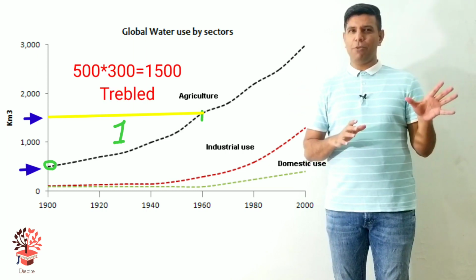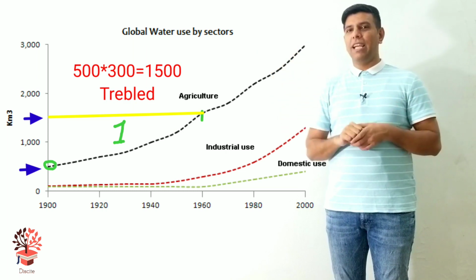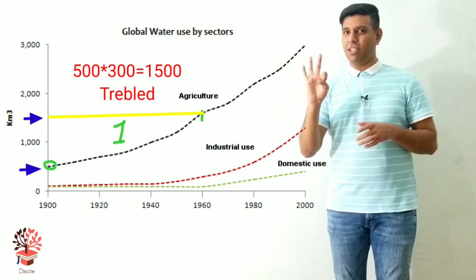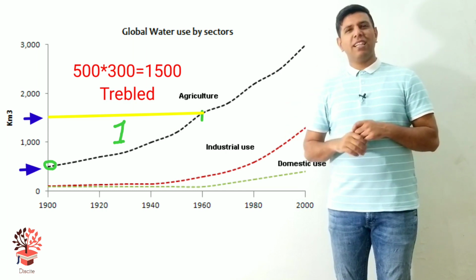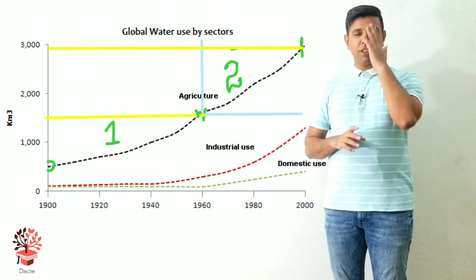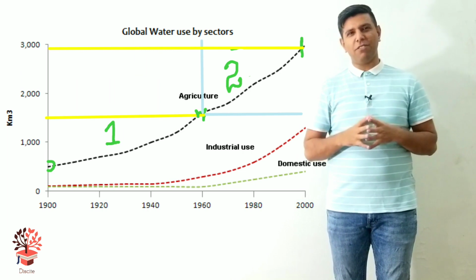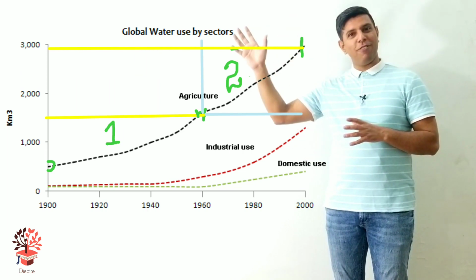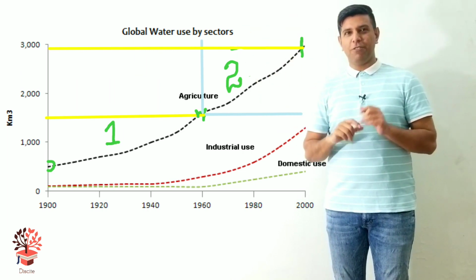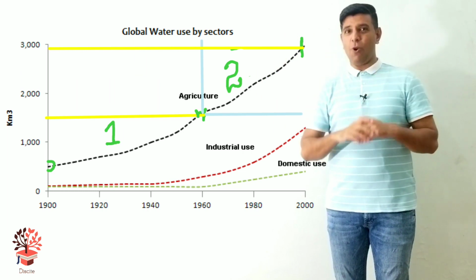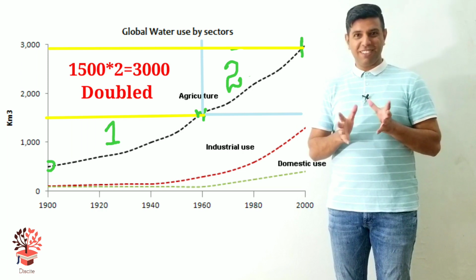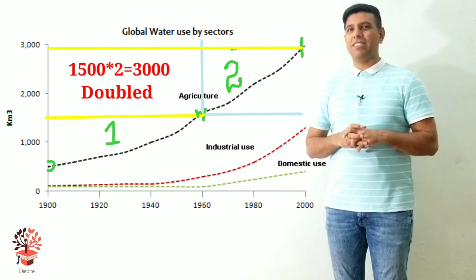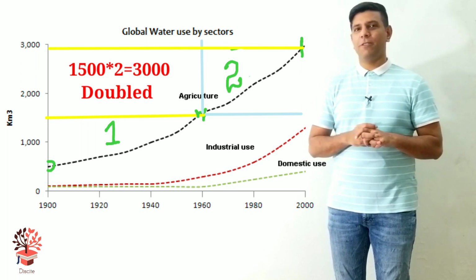So from 500, it's gone up to 1500. It has trebled. So I'd keep a note of that, because then the second point would be from this point onwards till the end, from 1965 somewhere till the end of the century. And have a look, from 1500 the value goes all the way to 3000, doubled. You see the connection? So that's sort of a comparison that you could use.